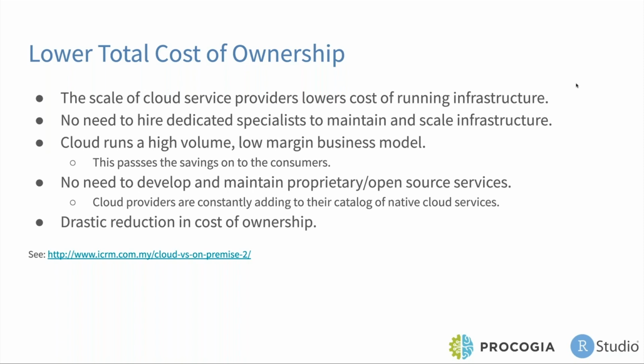The cloud runs a high volume, low margin business model. That means they're passing those savings on to you as well. Again, because of that scale, they can achieve a cost efficiency that is pretty much impossible at a local environment level. So this drastically reduces the cost of ownership. And if you go to the link I have attached here, you'll see a diagram that compares the costs between on-premise and in cloud. You can think of it like an iceberg, where you have the tip of the iceberg that many people see and compare and contrast the two, but with on-premise, there's a lot of stuff hidden beneath that iceberg.